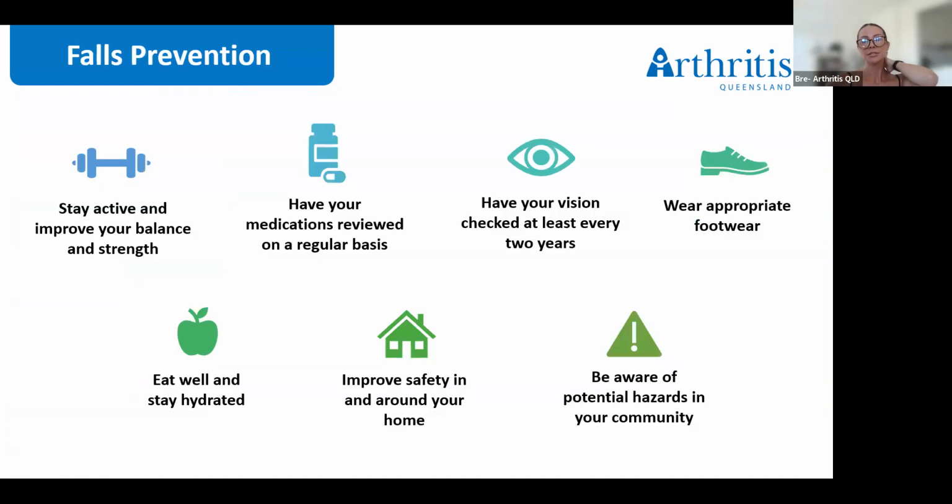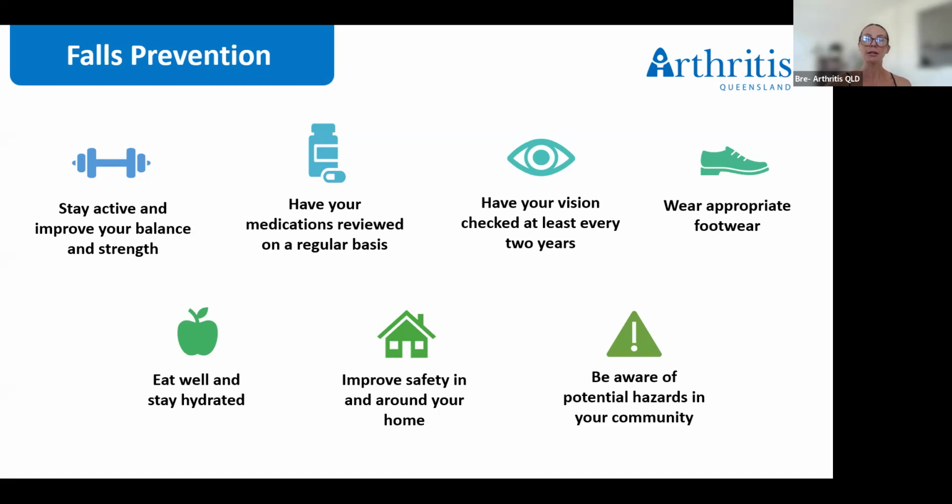So I thought we'll go through some fall prevention tips, and it's really important that we reduce our chances of having a fall and causing an osteoporotic fracture. Some of the key points to help prevent a fall are to stay active and improve your balance and strength. Have your medications reviewed on a regular basis by your doctor and specialist. Also, have your vision checked at least every 2 years, and always wear appropriate footwear. Go see a podiatrist if you're having foot pain and issues, and they can actually help you be fitted properly for shoes as well.